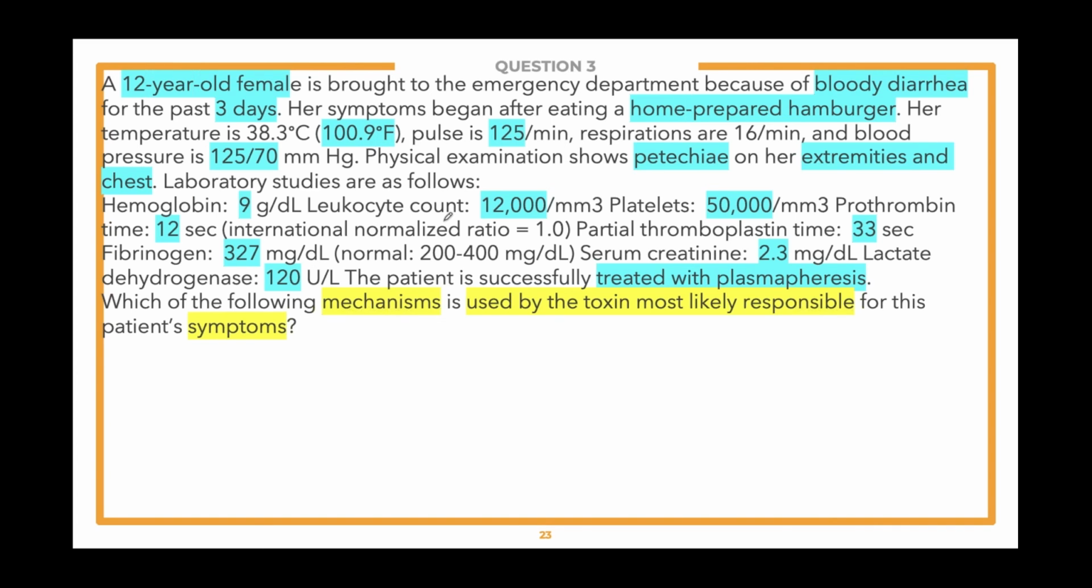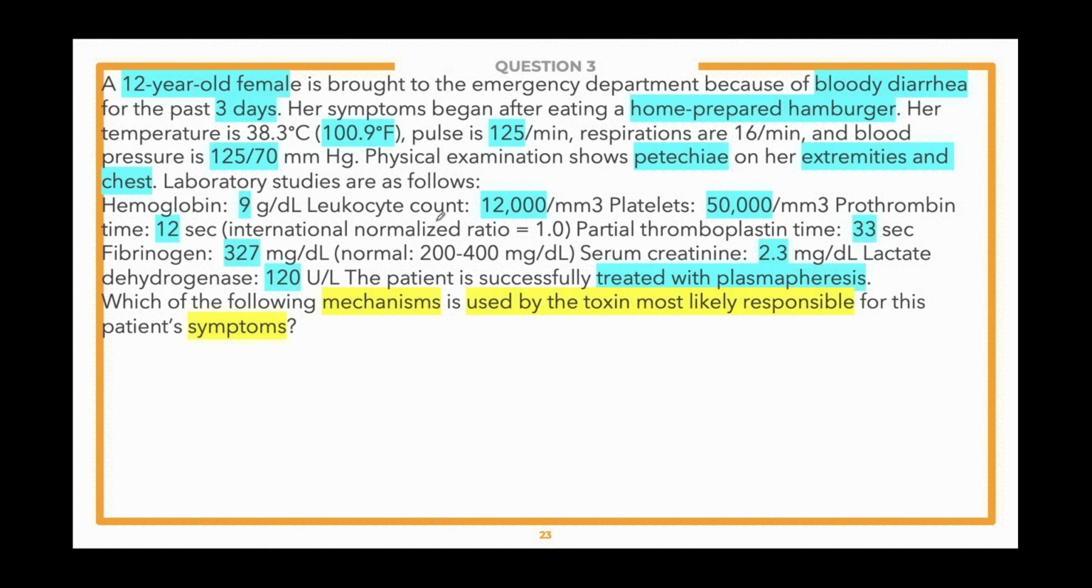Now in this case, this is a 12-year-old female, and she's coming in because of bloody diarrhea, okay? So right off the bat, you want to start thinking about things that could cause bloody diarrhea. Hopefully you have some things in your mind in that differential. We're also told this is an acute issue, 3 days, okay? So not something that's been going on for months. We're also given more information about this happening after eating a home-prepared hamburger. So hopefully you guys are starting to clue in on what could potentially be causing this.